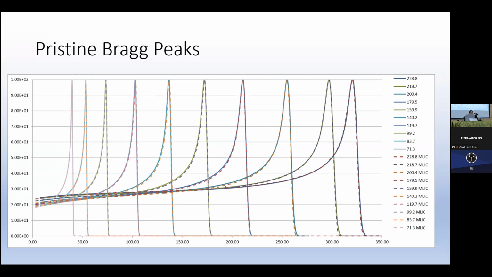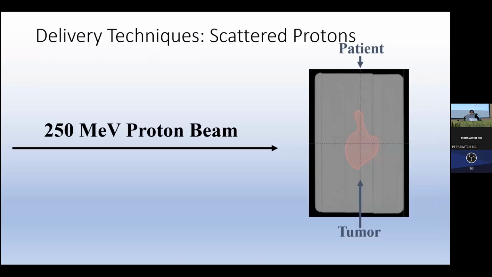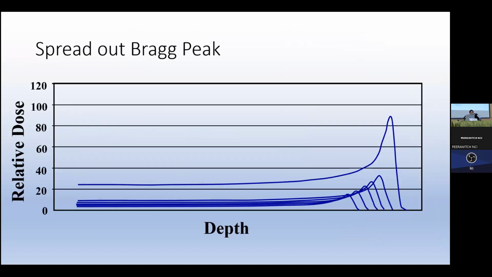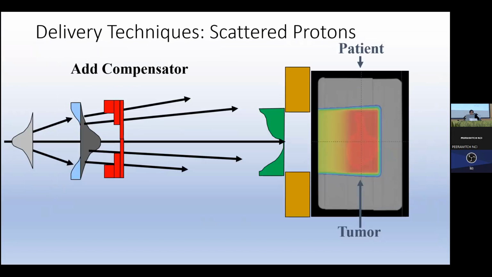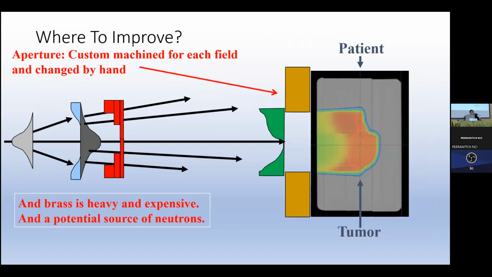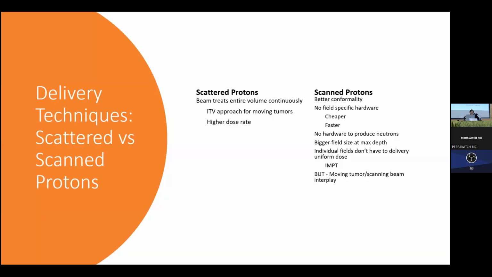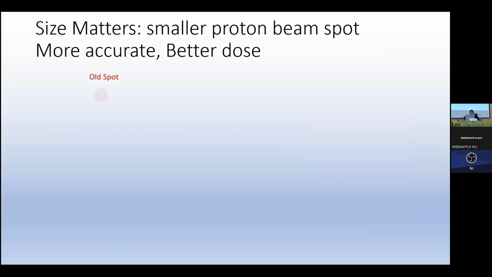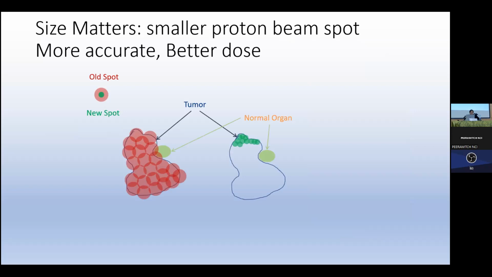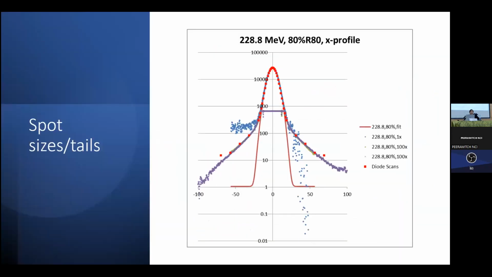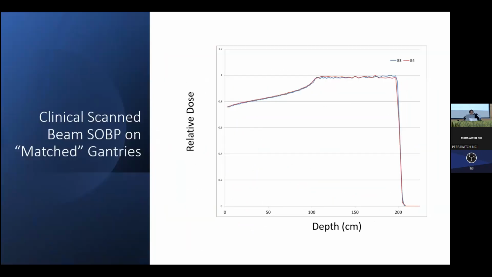You have to measure these in order to put them in your treatment planning system. This is a double scatter system, putting them together. That's the old method, and you get a lot of extra radiation. The new method, scanning, is very precise. The difference is cheaper versus scatter; scanning is more efficient. Spot sizes are important, and I talked about this in the planning and measurement portions.